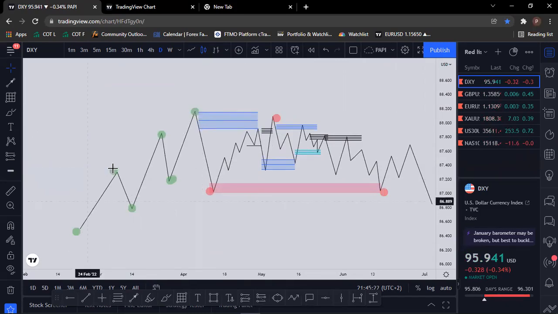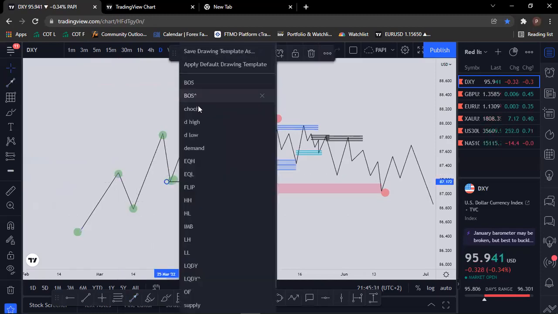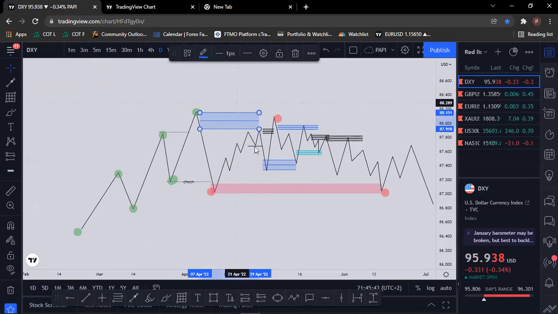We're having this same thing, strong low, strong low, strong low, and then we take this out here. BOS or change of character. Let's say change of character. Seek the liquidity from these highs, and then we get this push. So price coming to mitigate this area here. Then you look for confirmation entry.